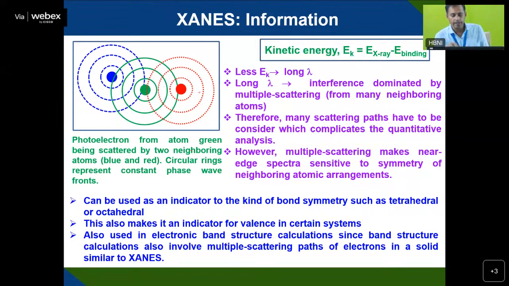Here the kinetic energy is equal to the energy of the X-ray minus the binding energy. Once it overcomes the binding energy, only then will the electron come out, and you will see the absorption edge. So less kinetic energy means longer wavelength. Long wavelength means the interference is dominated by multiple scattering. In a long wavelength region you will have many neighboring atoms there. Therefore, multiple scattering paths have to be considered. There is scattering from this side, and scattering from this side, so you have to consider the multiple scattering.